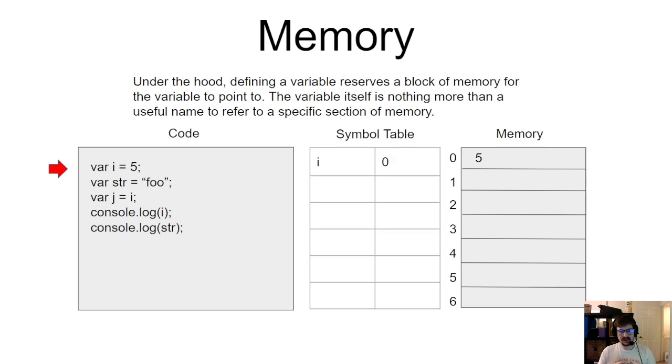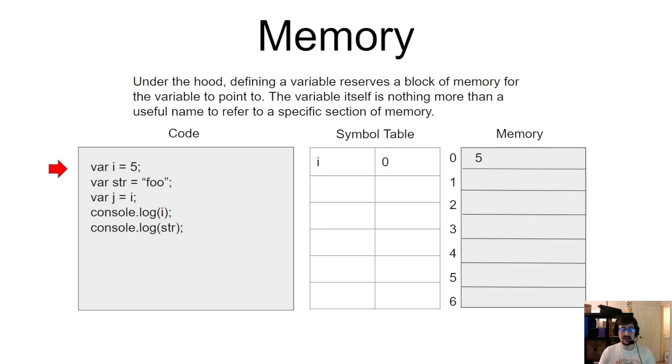So we execute our first line of code. The first thing JavaScript does after seeing var i equals 5 is it says, okay, I better create a variable called i. So it inserts i into the symbol table. This is because JavaScript knows the next time it sees i somewhere, it has to look up that memory that i points to. So it puts that into the symbol table and says i points to memory location 0.